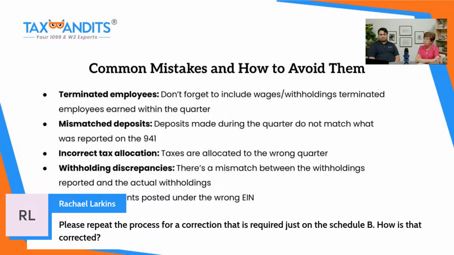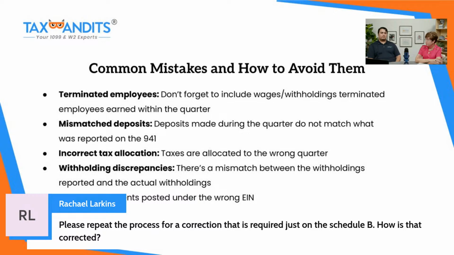And another question: repeat the process for a correction that's required just on the Schedule B. How is that corrected? In terms of correcting a Schedule B, a big part of it is going to be the liability, because with a 941X correction, you're correcting the liability, withholdings, and information that was originally reported on the 941. If you have a Schedule B included in that, and those liabilities might have affected the Schedule B, that's when you would use the 941X, fill out the Schedule B with it, and transmit it.